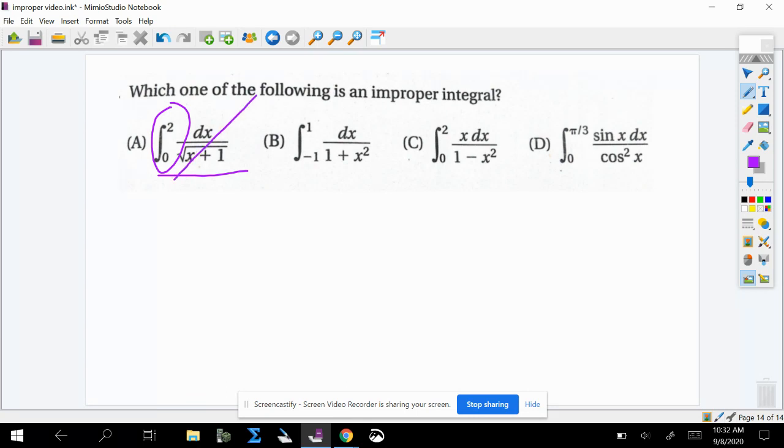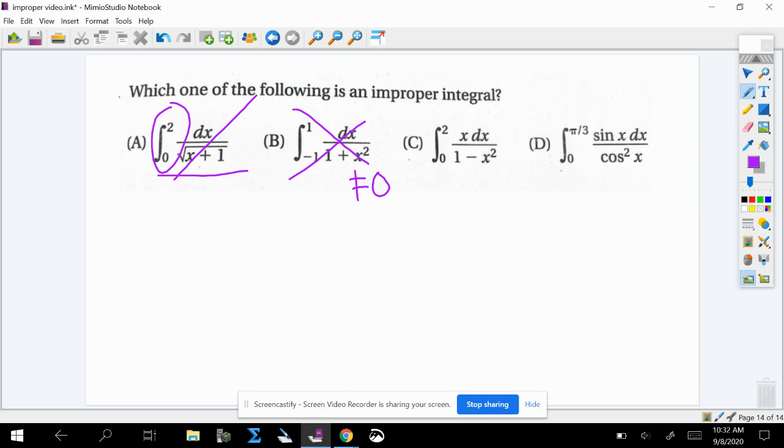This one, this denominator will actually never equal 0. There is nothing I can put in there. Even if you might think, well, what if I put in −1? Well, −1 squared is positive. I can put 0 in. This one's good. That's actually an arctangent integral.